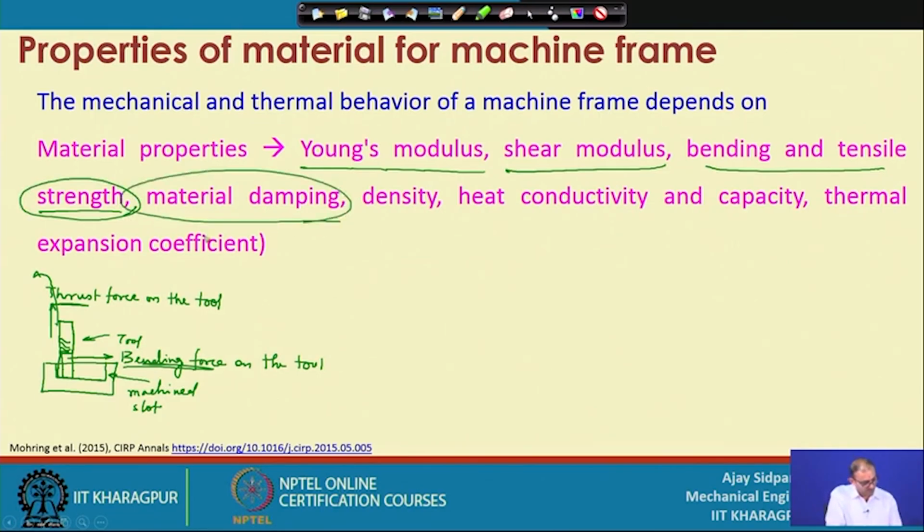Material damping, that means when you cut the material, at that time vibrations are there. So, these vibrations should not propagate inside the structure, because they should be damped within the permissible limit. Density is important, because weight is also important. Lighter is much better, but it should also have enough strength, so that it should not deform itself. Heat conductivity is important, because when you do machining, at that time heat is generated.